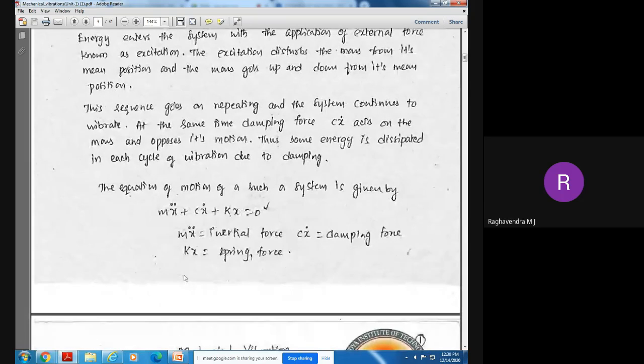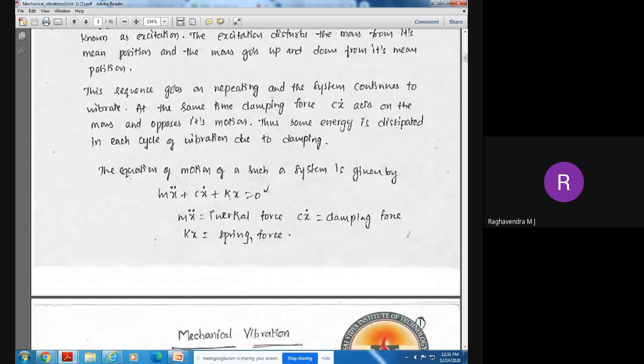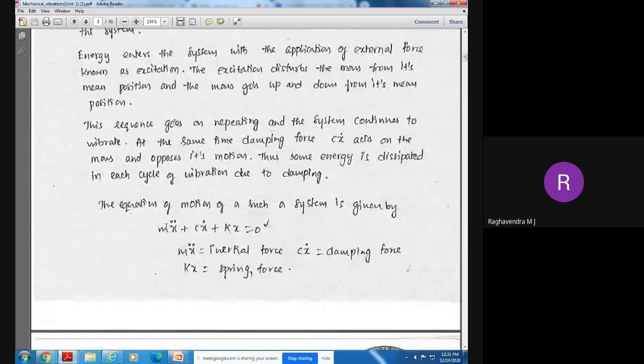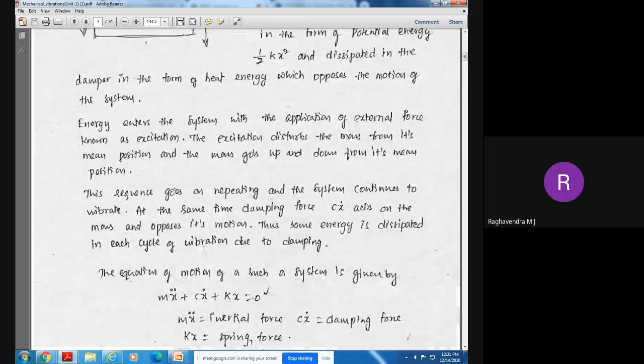So m x double dot is the inertia force, damping force is c x dot, and k x is the spring force. Like this, we need to develop the equation for this spring mass damper system. These are parts of the vibrating system, and now these are modeled in this final equation we can see here.